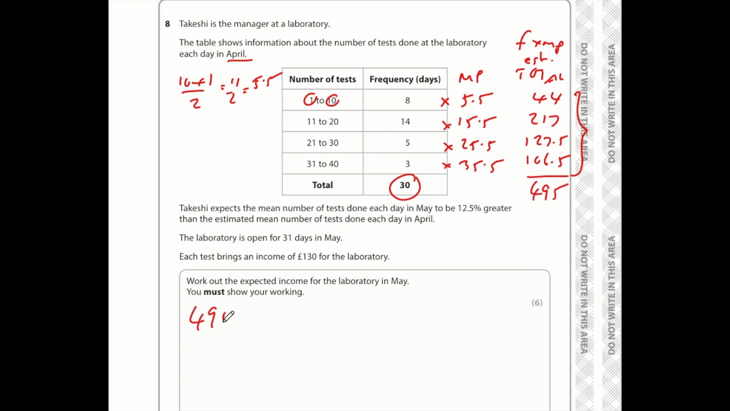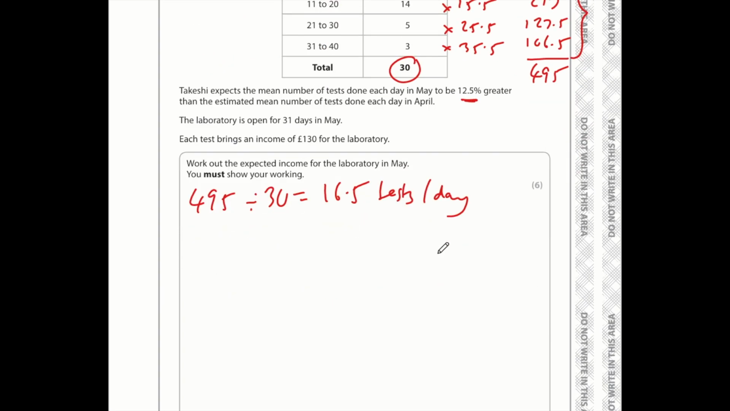So what is 495 divided by 30? That is 16.5. So that is the mean number of tests per day. Okay, so in May it's going to be 12.5% greater. Now what is the multiplier for 12.5%? It's 0.125, the decimal equivalent of 12.5%. It's this figure here divided by 100. But if you want to increase by 12.5%, add 1 to this number here, so 1.125.